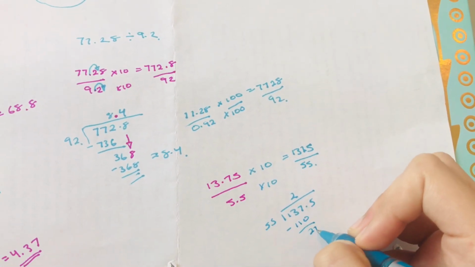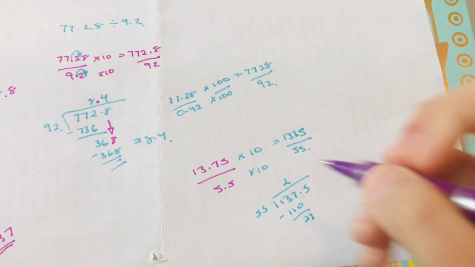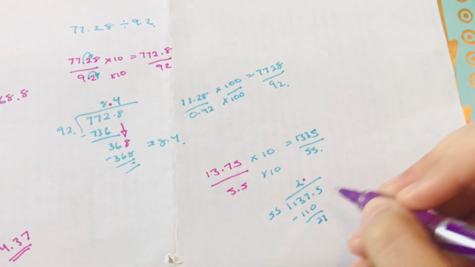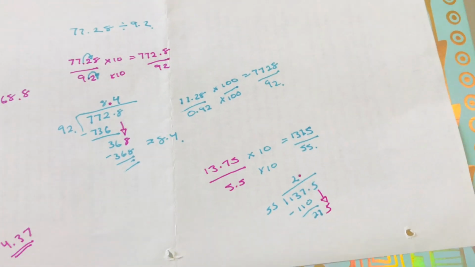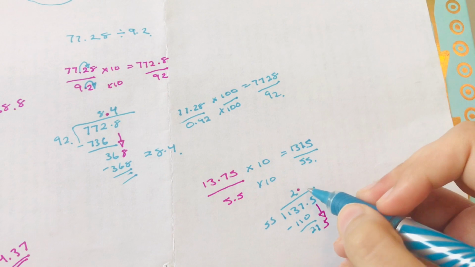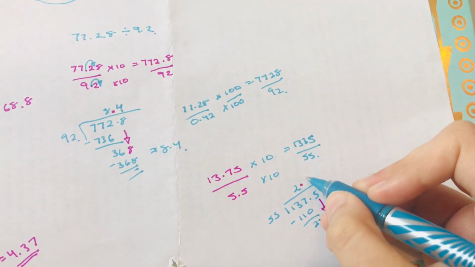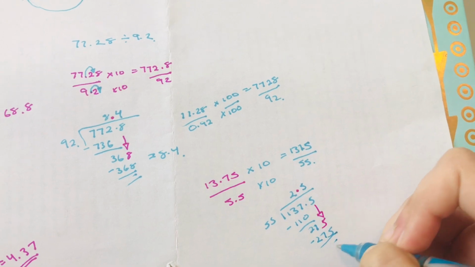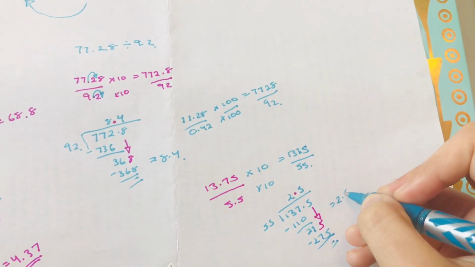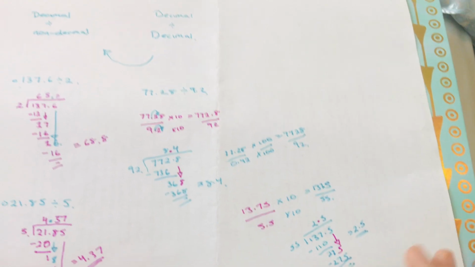And then the remainder is 27, and then there's the decimal point. So what you need to do is put the decimal point on top and then bring down the next number, 275. And then you carry on like normal division. So 275 divided by 55 is 5. You subtract 275, you get 0. So your answer would be 2.5. Wow.